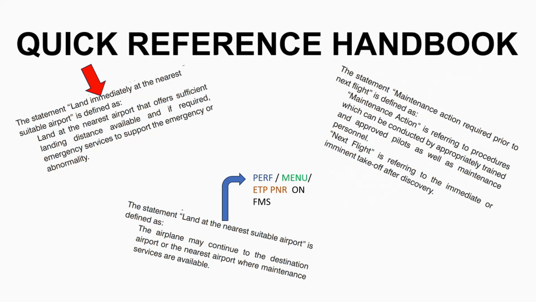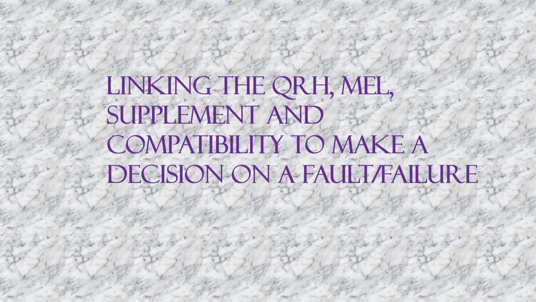Okay, and having said that, what we can now do, let's try and link. Let's give an example of how we can use the QRH, the MEL, the supplement, and the compatibility to come up with a decision on, let's say, a particular malfunction. So I'm just going to give you two examples here in detail. All right, one will be anti-skid system failure, for example, and the other will be we have lost our hydraulic system number 1.